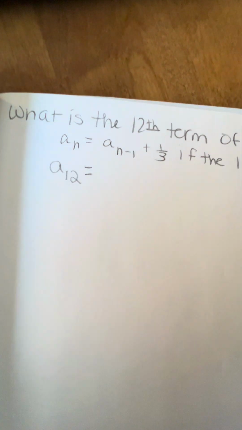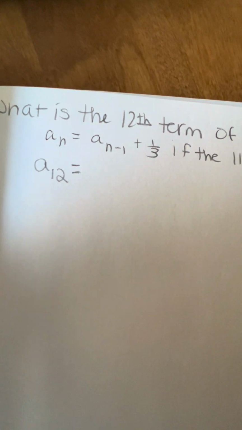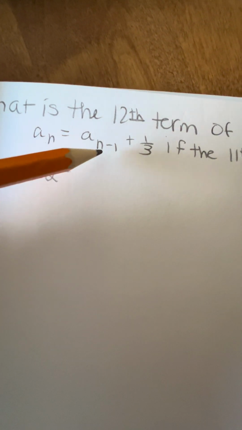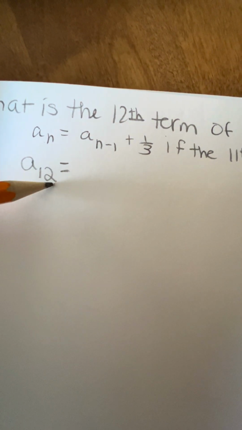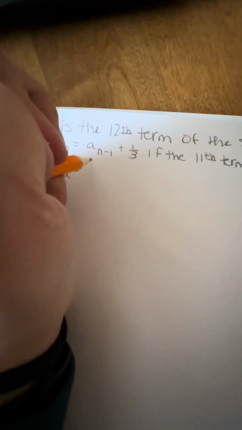So if I'm looking for the 12th term, I'm going to put 12 here. Try to make it easy for you. So we're going to do a sub 12. Again, a meaning that it's arithmetic, which means I'm adding. So we're going to take a look at the a sub n minus 1. So n minus 1 would be the 11th term. And then we're going to take that 11th term and just add 1/3 to it.